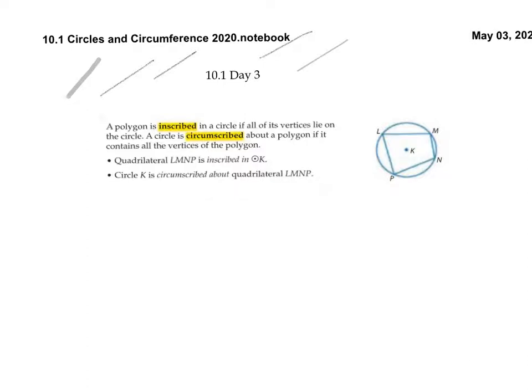Welcome back to section 10.1, day 3. So last video for this section. Today we'll do 3 examples, but before we do this, we have to talk about definitions.